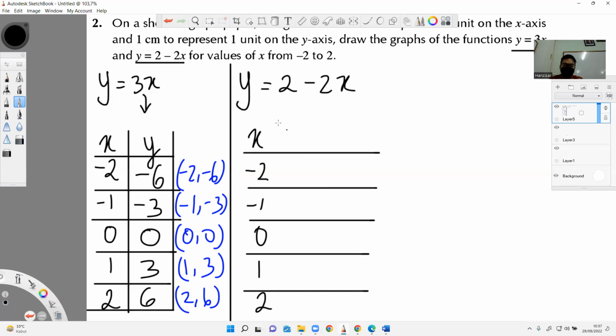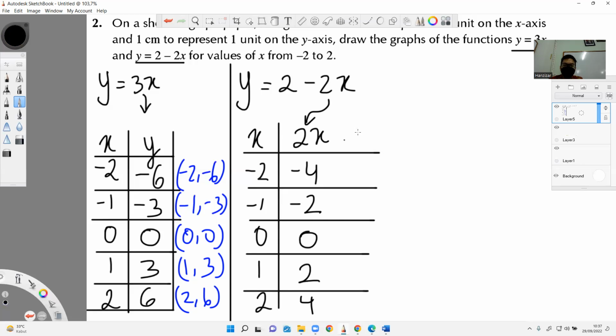Bisa langsung nggak? Can we do directly? Susah. You do 2x first. Lihat ya, 2x dulu ya. What is 2x? -4. Terus diapain lagi? 2 subtract 2x, right?